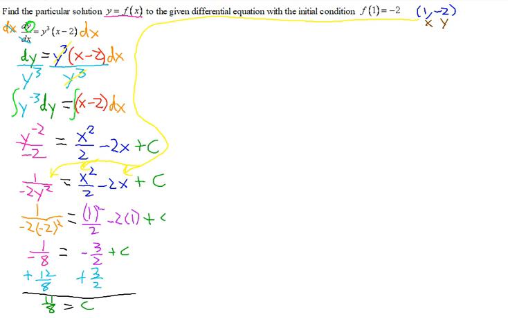Once you know what that constant is, you can substitute it right back in here, before we substituted in our initial condition. Let's see what we've got now. We have 1 over negative 2y squared equals x squared over 2 minus 2x, and then we just figured out c is positive 11/8.